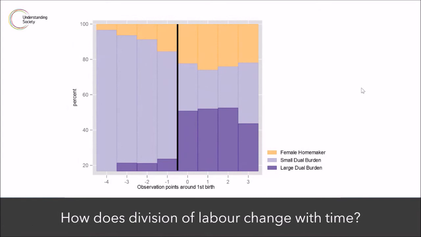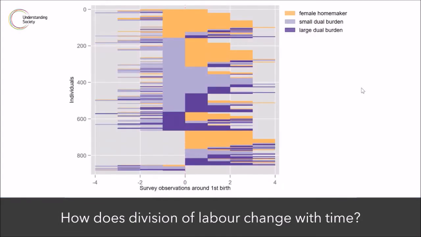I also plotted individual pathways of division of labour for these women in this lasagna plot here. And at the top here are women that I observe across the first birth interval at line 0. These are women that I only observe after first birth, and these are women that I only observe before first birth. There's quite a lot going on here, so I'm going to break it down, focusing first of all on these women here who are yellow.